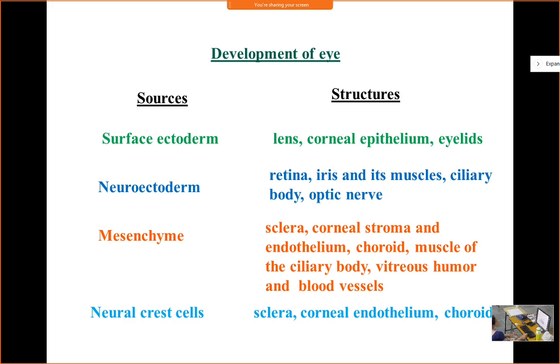Okay, so that is the extraocular muscles. Now the development of the eye: the surface ectoderm, neuroectoderm, mesenchyme, and neural crest cells. Surface ectoderm will form the lens. The anterior corneal epithelium will be formed by the surface ectoderm. Eyelids are also formed by the surface ectoderm.